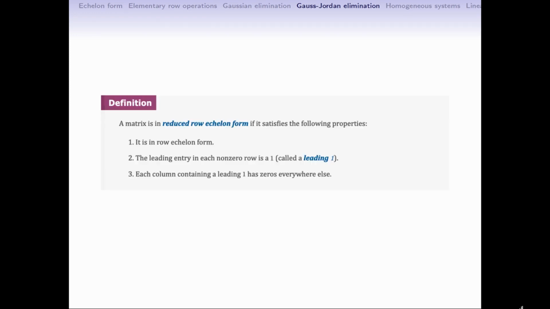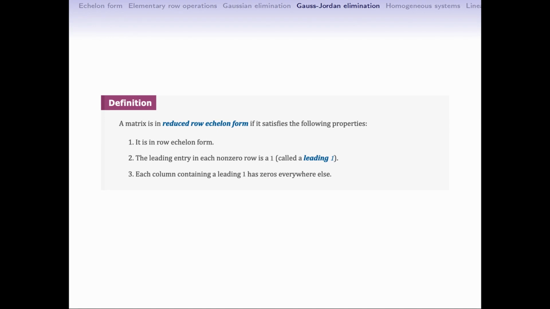Let's look at the definition of reduced row echelon form. A matrix is in reduced row echelon form if it satisfies the following properties. Number one, it is in row echelon form, so it has to conform to the two rules of row echelon form. Number two, the leading entry in each non-zero row is a 1, called a leading one. And number three, each column containing a leading 1 has zeros everywhere else.